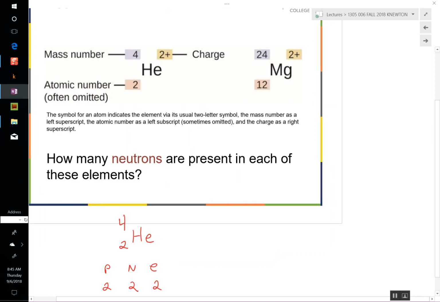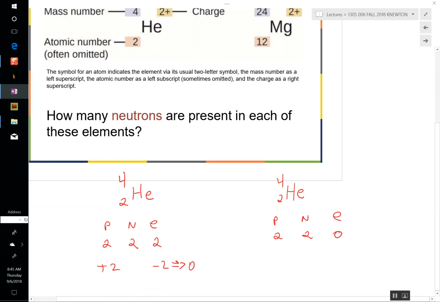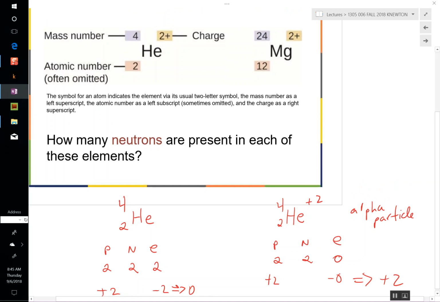But if you take a helium atom and strip away the electrons, you have 2 protons, 2 neutrons, and 0 electrons. Plus 2 minus 0 is plus 2. And that is an alpha particle. So that's an alpha particle. We won't say any more about that right now.